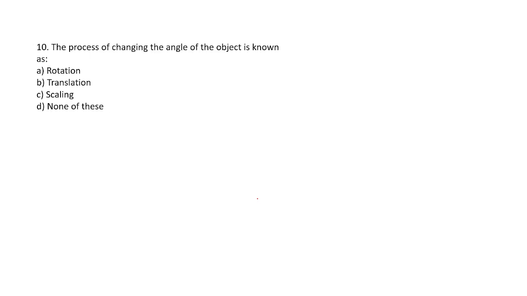Okay, and the last question for that part is: the process of changing the angle of the object is known as what? What will be the correct option? We have seen it in the previous slides. Yes, rotation only. So the process of changing the angle of the object is known as rotation, right? So those are the questions I have prepared from the previous year assignments.